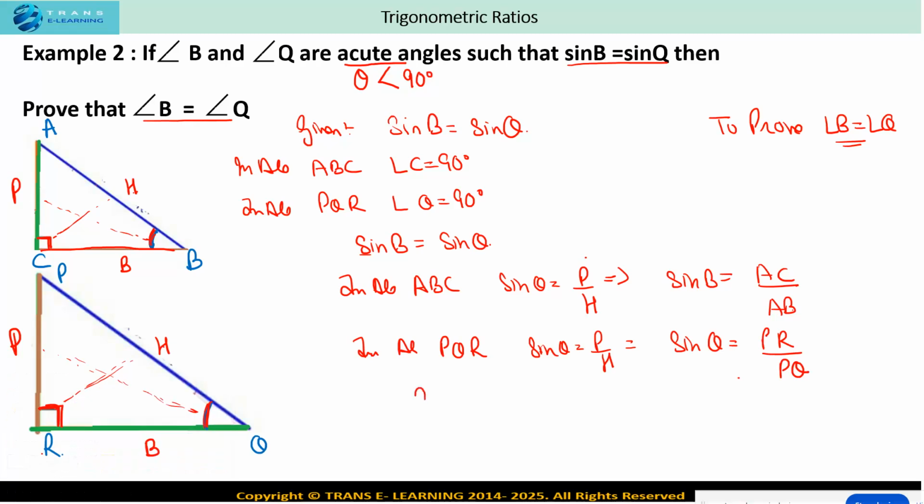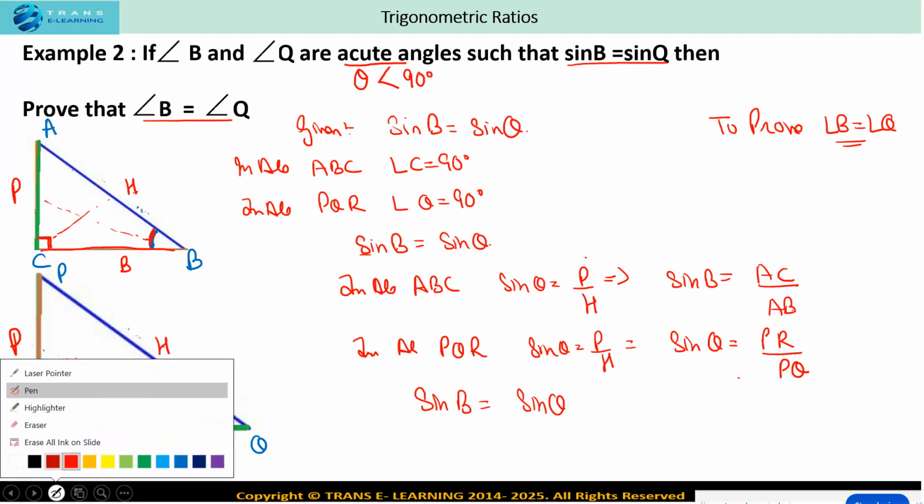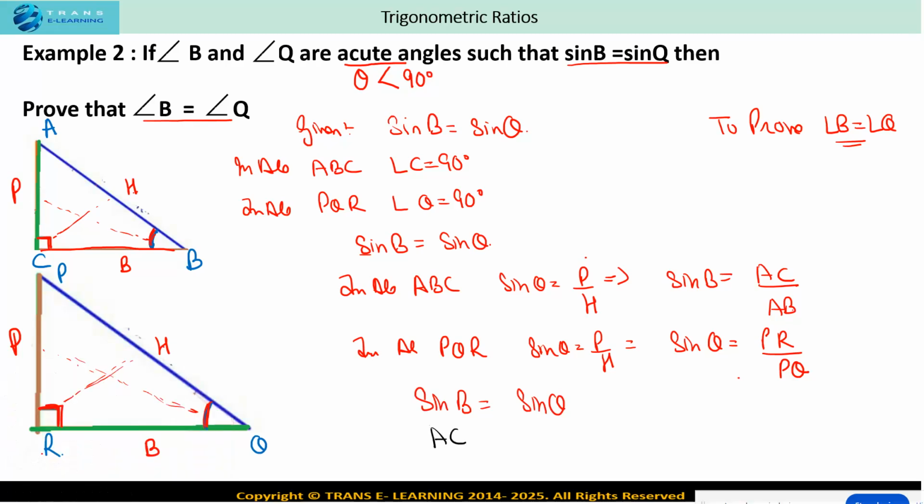It is given to us that sine B is equals to sine Q. So if we substitute the value of sine B, it is AC upon AB, and sine Q means PR upon PQ. So that means this is the first parameter that we got.